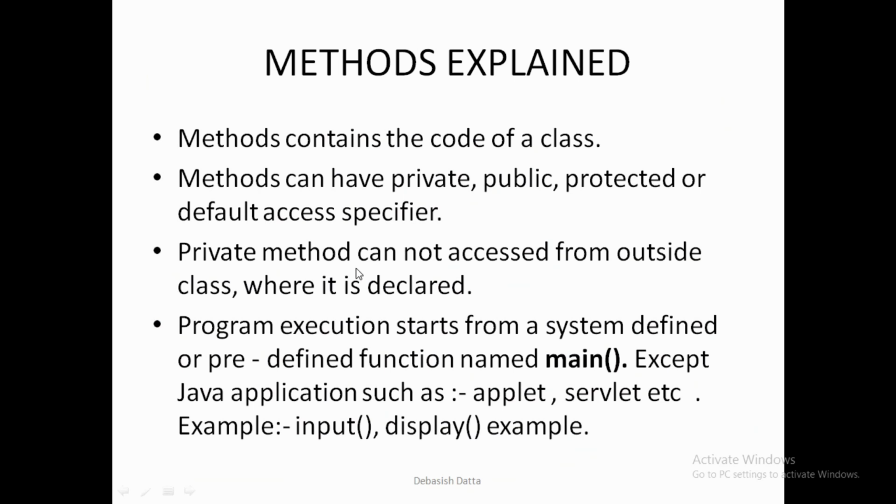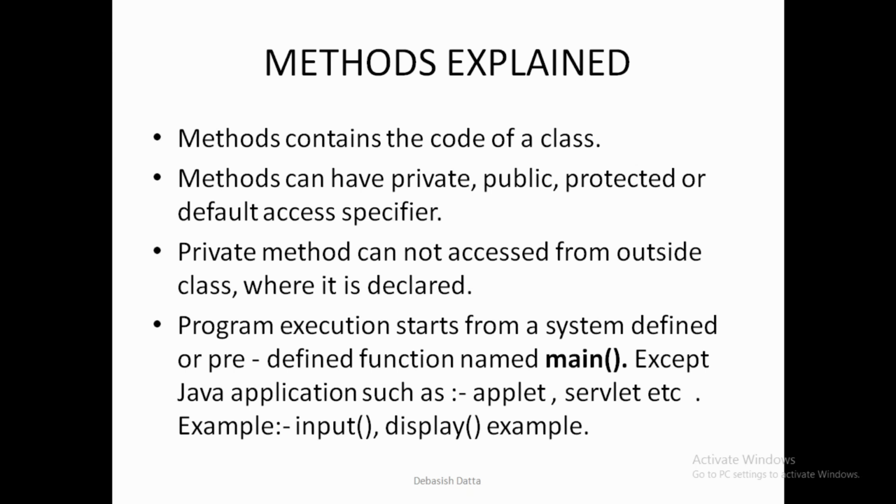Again, the access specifier comes into the picture. A private method cannot be accessed from outside the class where it is declared. This portion we'll keep in mind, but let's not discuss it here because that will divert our focus from the present context.